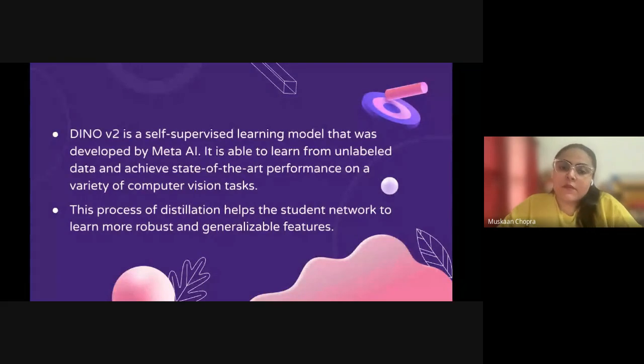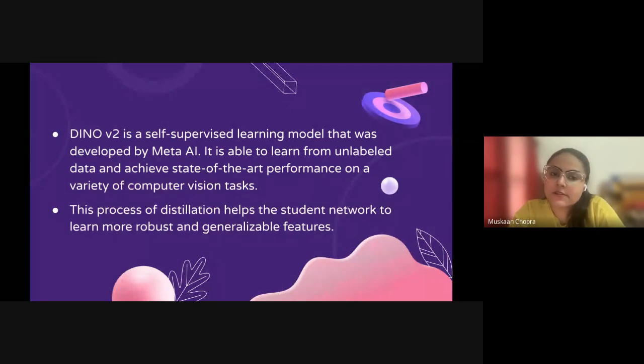It is a self-supervised model developed by Meta AI recently, and it is able to learn from unlabeled data and achieve state-of-the-art performance on a variety of tasks such as segmentation specifically and classification as well. It works using a teacher-student framework. The teacher network is a pre-trained model that has been trained on a large dataset of labeled images.